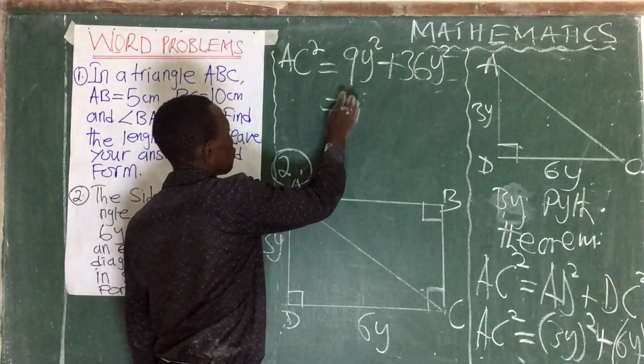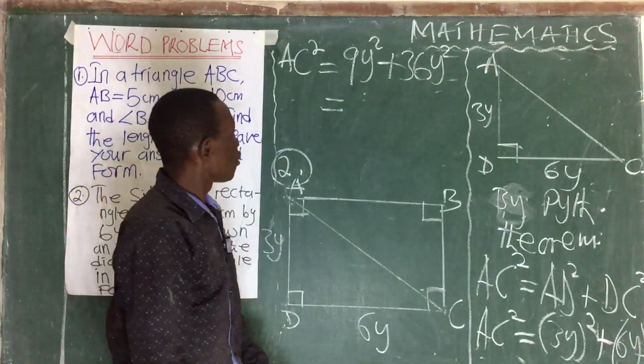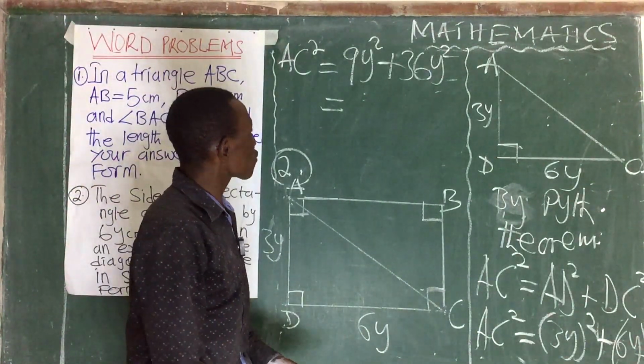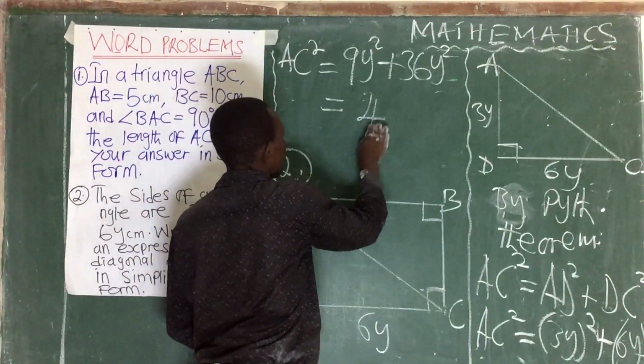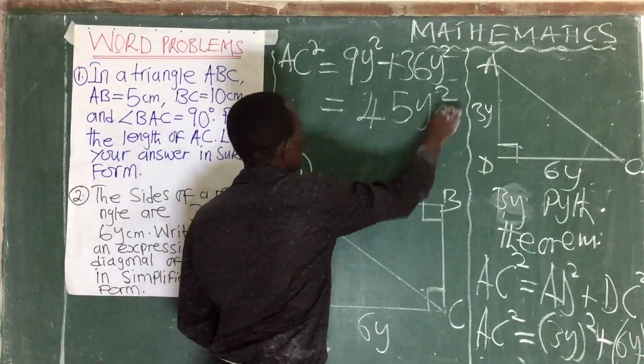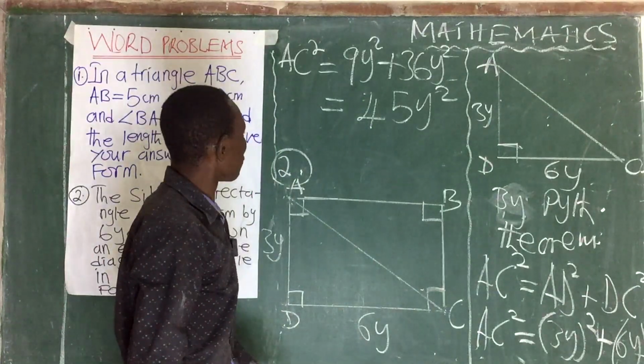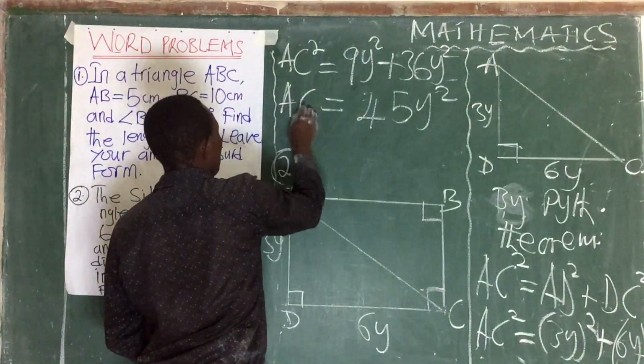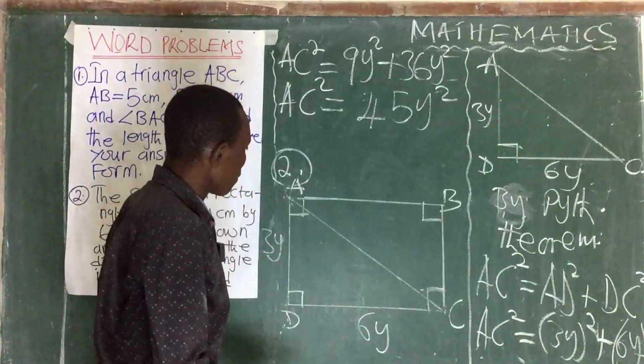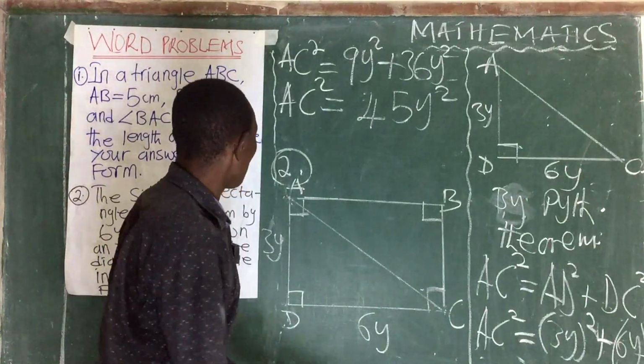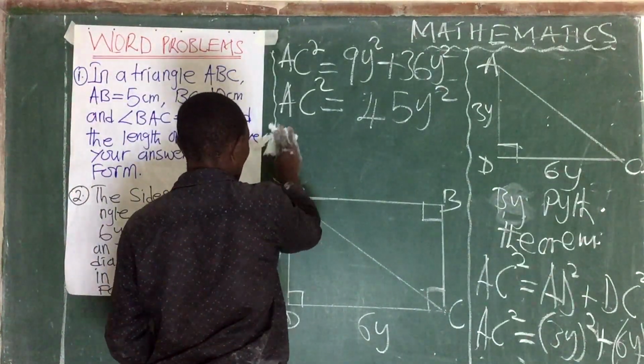And when you look at the two, these are like terms. So 9y squared plus 36y squared gives us 45y squared. This part, these are expressions, but still the method is the same. Right, so what do you do there now?